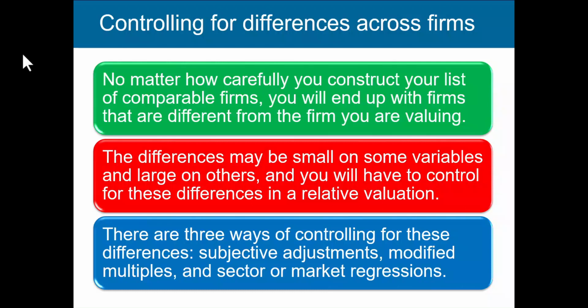Okay, and then try to see at what multiples they are trading, and after controlling for differences, you arrive at a multiple which you apply to the target company. For example, when I told you that I was working for a company called Hero Motor Group, there's a company which we wanted to sell.